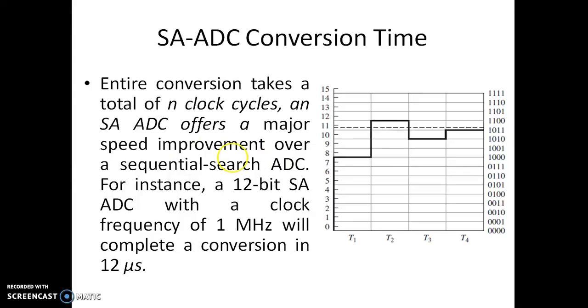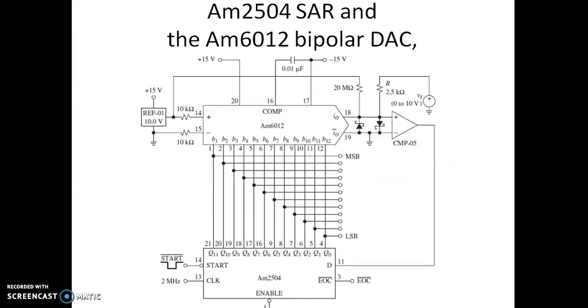Suppose, for instance, a 12-bit SA-ADC with a clock frequency of 1 megahertz will complete the conversion within 12 microseconds, because we know that 1 megahertz corresponds to a clock period of 1 microsecond. Since it is 12-bit, it requires only 12 clock periods, which happens to be 12 microseconds. So in this way, the successive approximation ADC conversion time is the least compared to the sequential search ADCs.